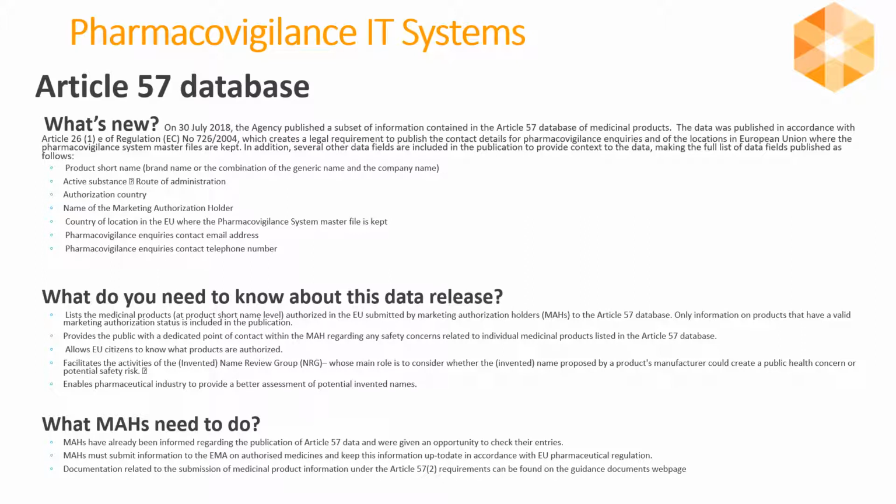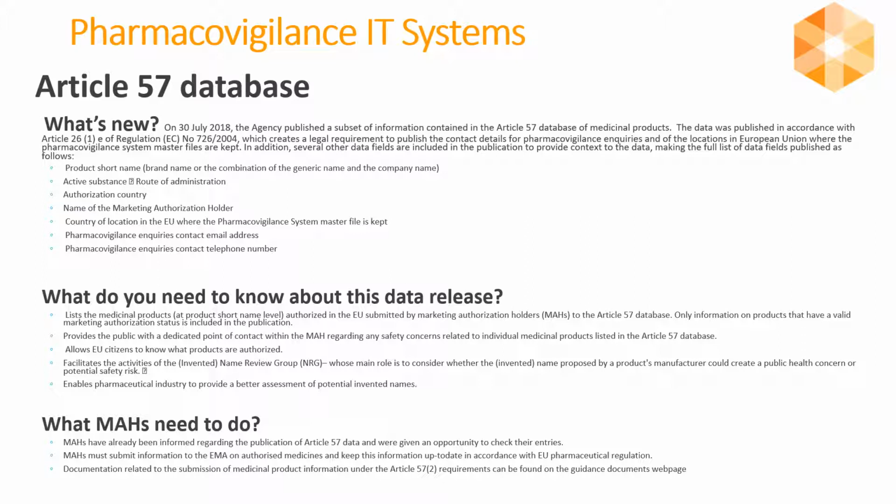So you would have your product short name, brand name, or the combination of the generic name and the company name, the active substance, route of administration, authorization country, name of the marketing authorization holder, country of location in the EU where the pharmacovigilance system master file is kept, pharmacovigilance inquiries contact email address, and the pharmacovigilance inquiries contact telephone number.